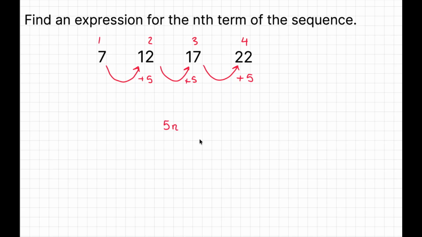Now, to find the ending of our expression, we are going to need to find the zero term. To do that, we're going to do the opposite of the pattern, and we are going to minus 5 from 7, which would give us an answer of 2. Now 2 is positive, so we are going to add 2 to our 5n to get our final expression.